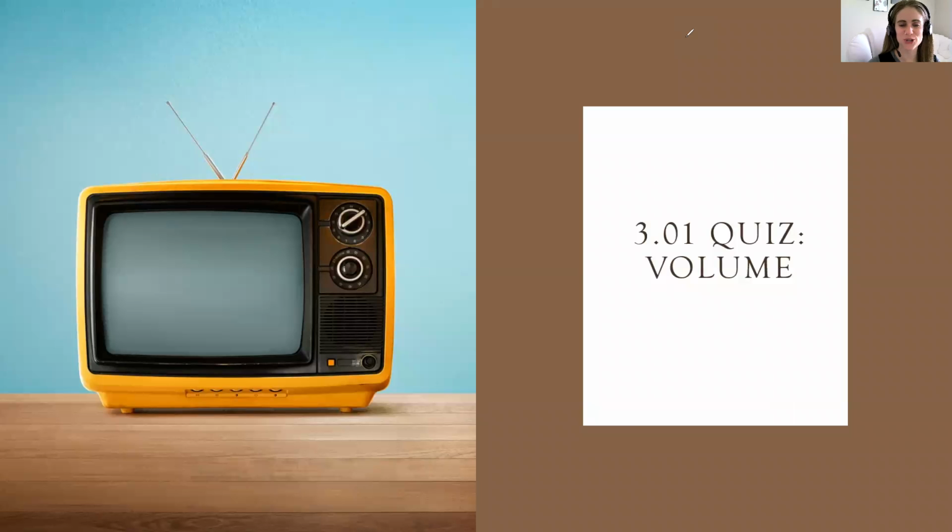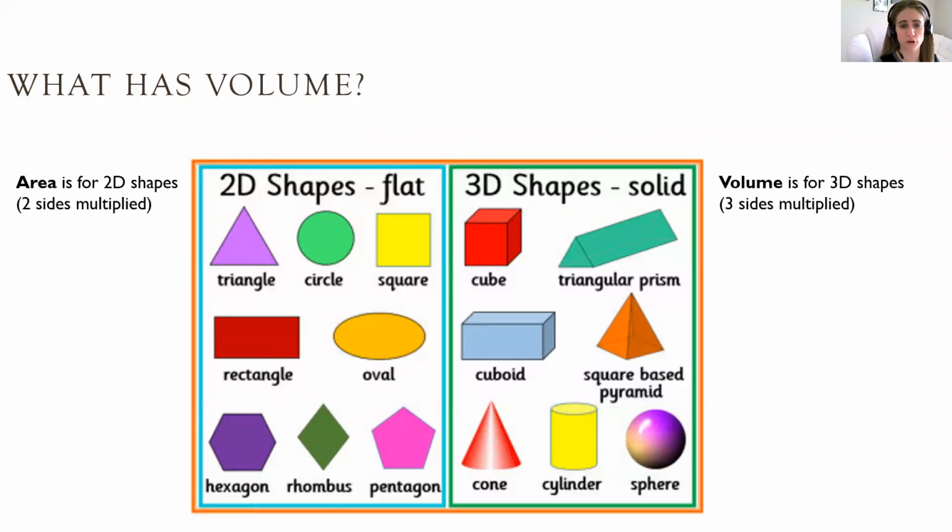Hi guys, today we're going to work through the 301 quiz on volume, focusing on volume of cubes, rectangular prisms, and triangular prisms. First, let's quickly review what volume is. Volume is the measurement of what a shape can hold. It's the measurement of the inside of a shape.